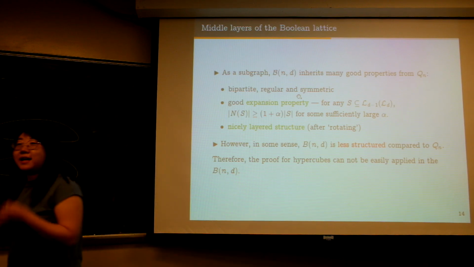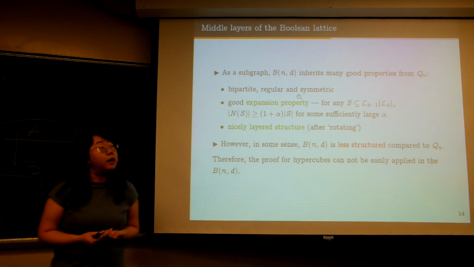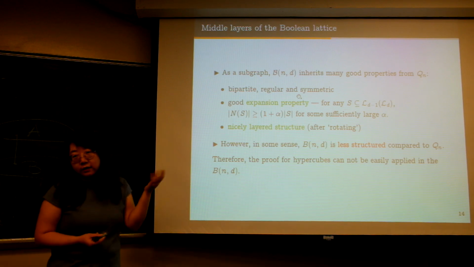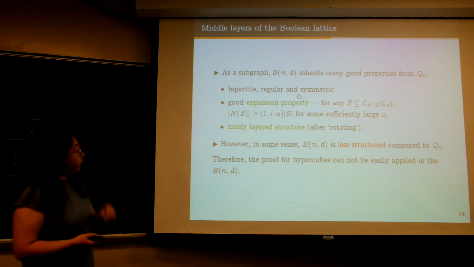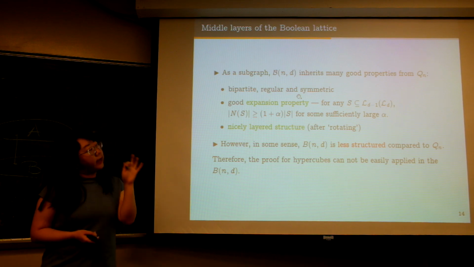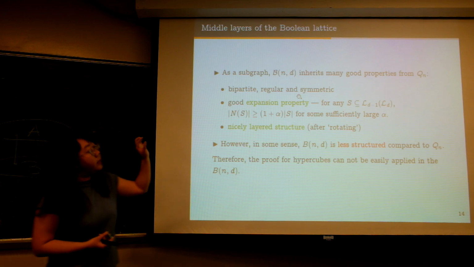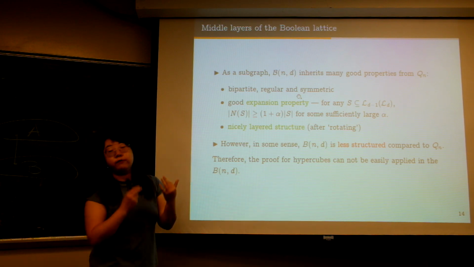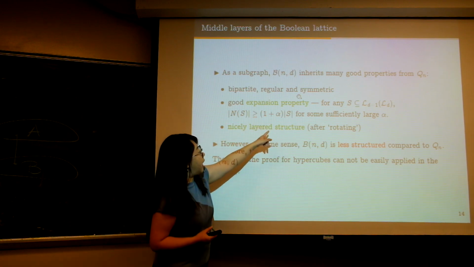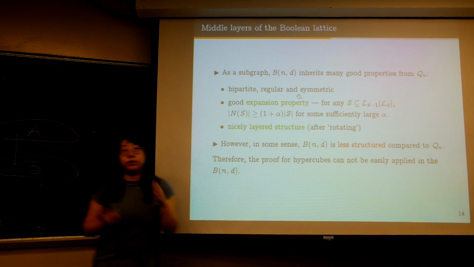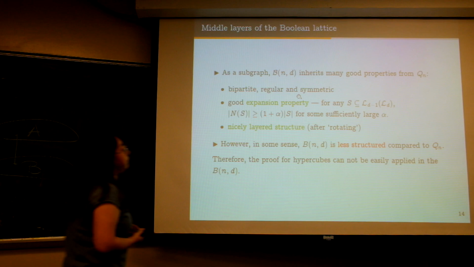Of course, as a subgraph, the middle two layers inherit many good properties from the hypercube. First, it's still bipartite and regular, kind of symmetric. The second thing, which is quite important, is that it also has a good expansion property. What that means is that if you take a set from one of the parts, its neighborhood is at least (1 plus alpha) times the size of the set itself. So you see its neighborhood is really expanding. That's why it's called the expansion property.